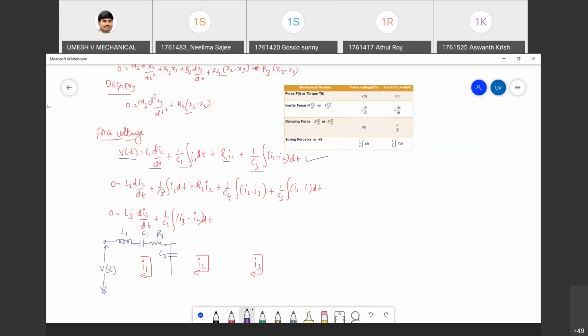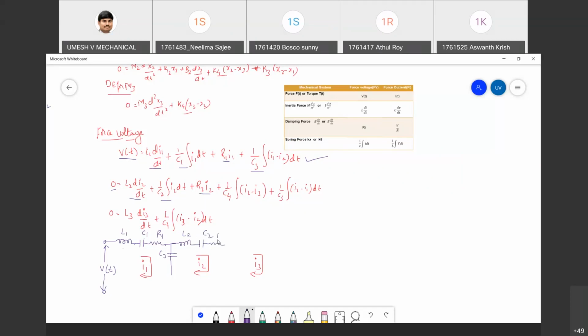Come to the second equation. Input is 0 here. The next term, L2 dI2 by dt, means L2 is connected to only the I2 loop. So where can I connect it? Here, L2. Is it right? Only for the I2 loop. And C2 is connected to only the I2 loop. This will be C2. Then R2 is connected to only the I2 loop. Look at the equation.